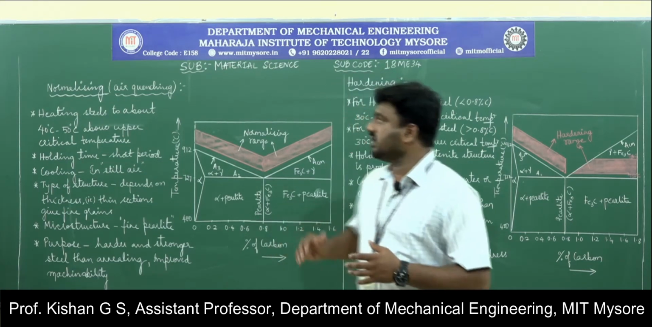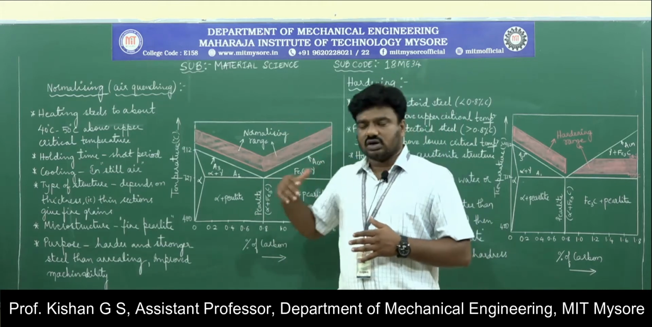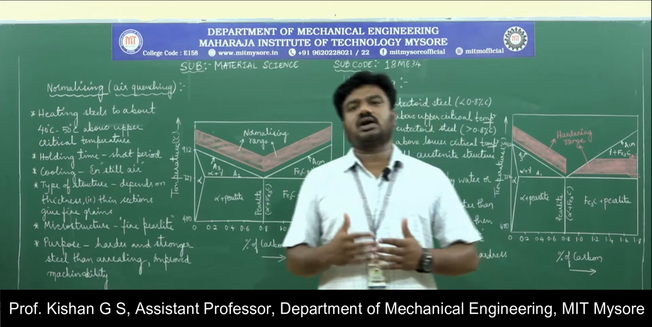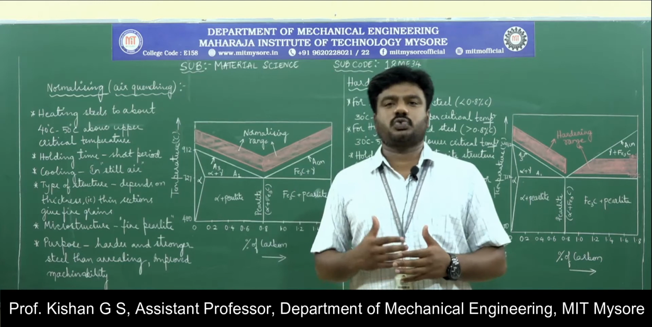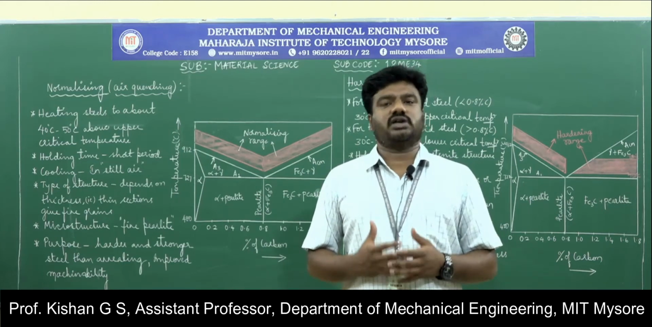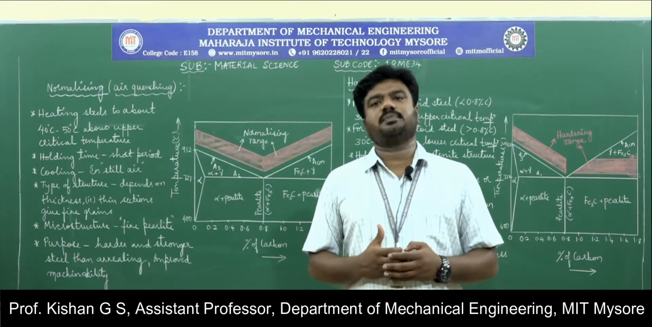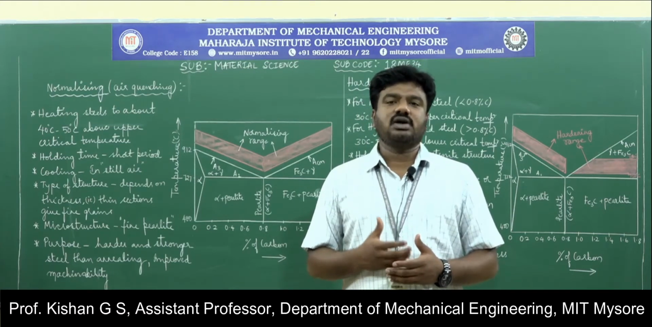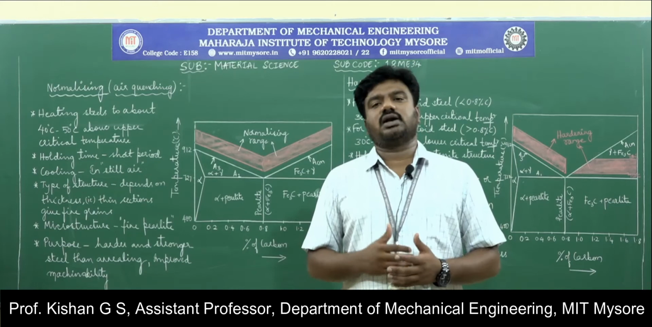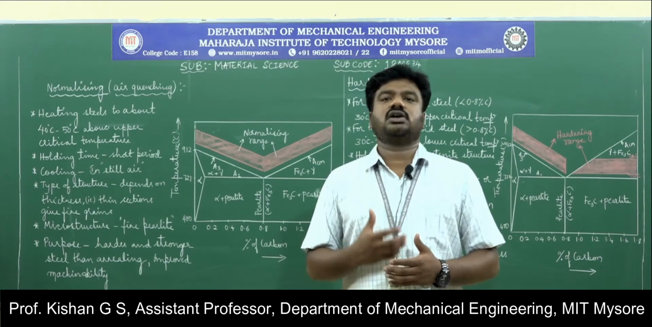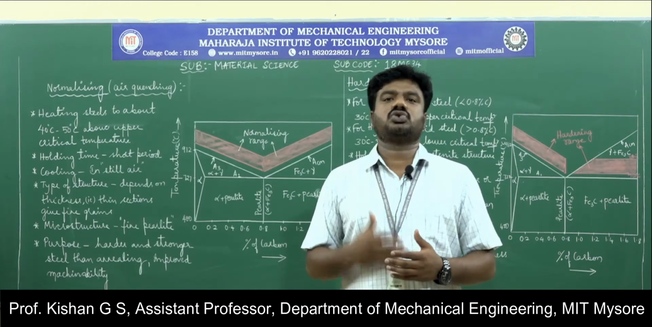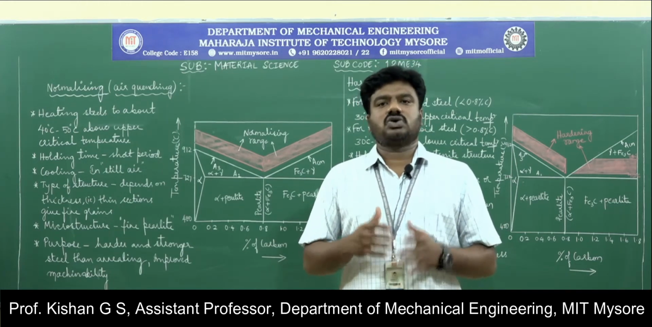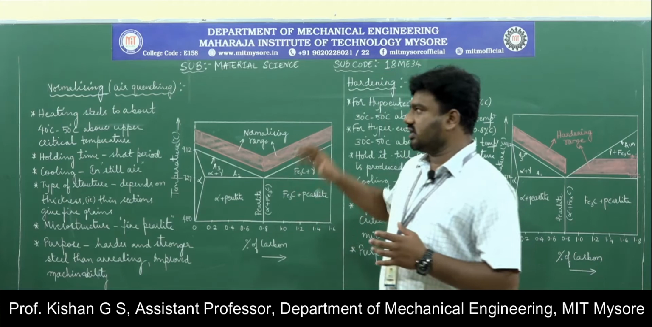The first one being normalizing. Normalizing and hardening are both full heat treatment processes wherein we consider the material at a particular temperature and hold the material for a particular duration of time, called the holding time, and at the end we go with different types of cooling methods to bring the material to a particular microstructure to suit the particular purpose. On this note we are going to take normalizing.